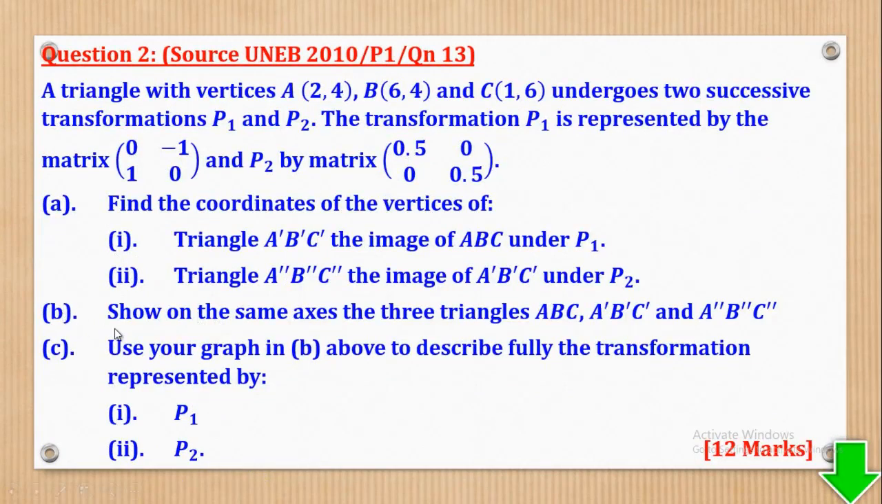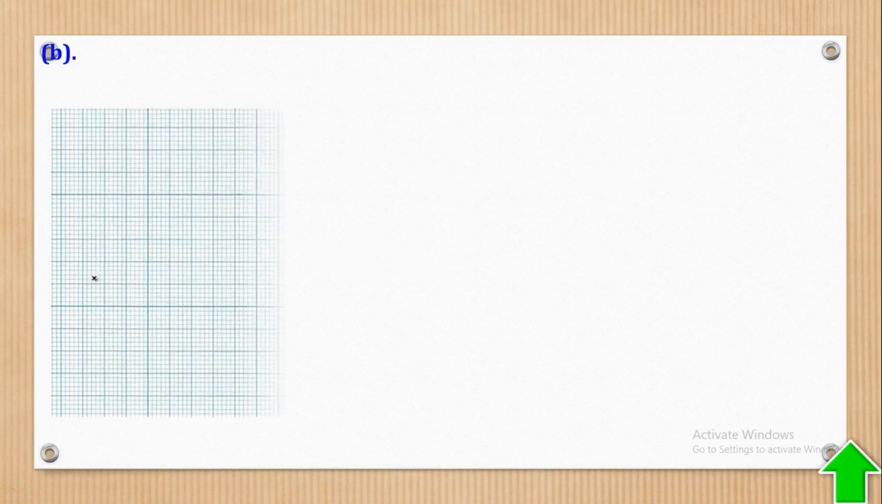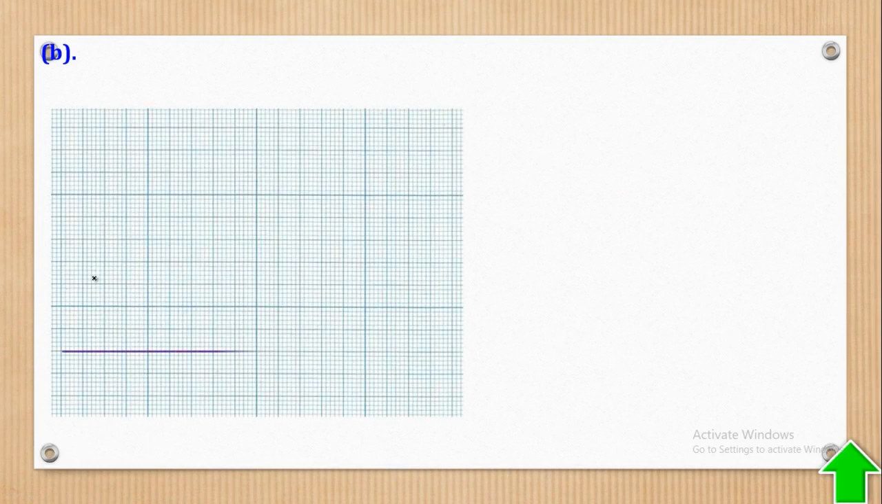Then part B says, show on the same axis the 3 triangles ABC, A prime, B prime, C prime, and A double prime, B double prime, C double prime. So you need a graph paper. So you come here and say that for part B we shall get a graph paper, then draw the axes and label them x-axis and y-axis. Then get a scale for the x-axis and feed it in. Similarly, get a scale for the y-axis and feed it in.